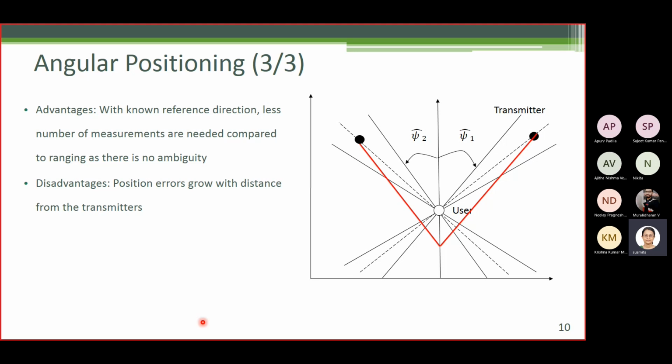So that's an advantage of angular position, but it has a bad disadvantage. What is that? Position error grows as the distance between the transmitter and the user increases. So let's try to understand this pictorially.